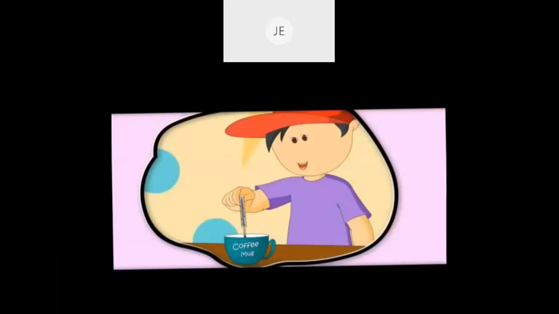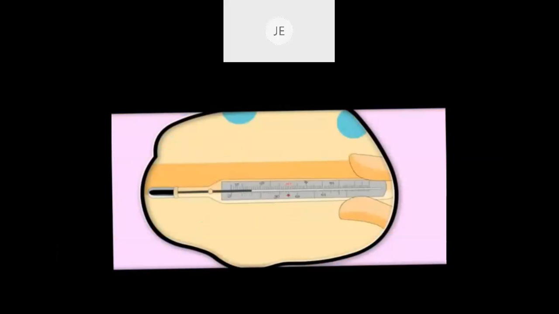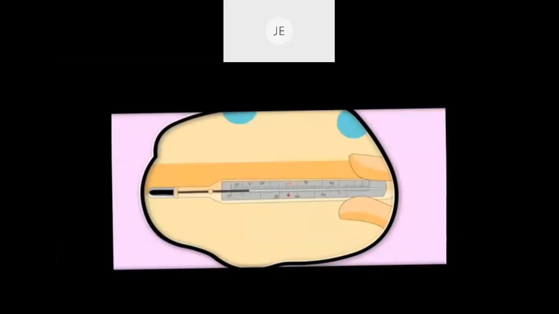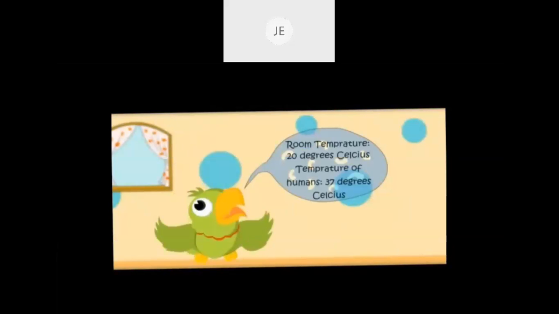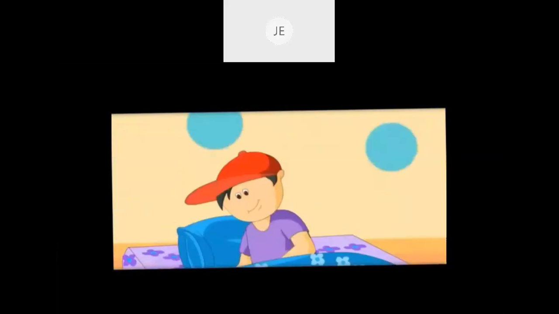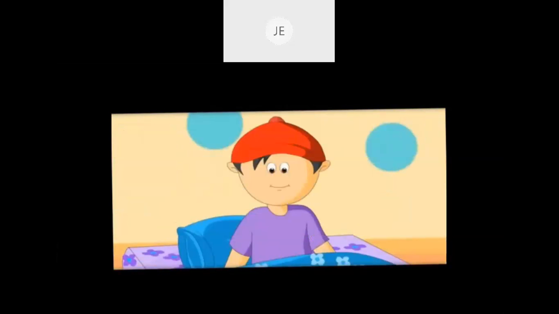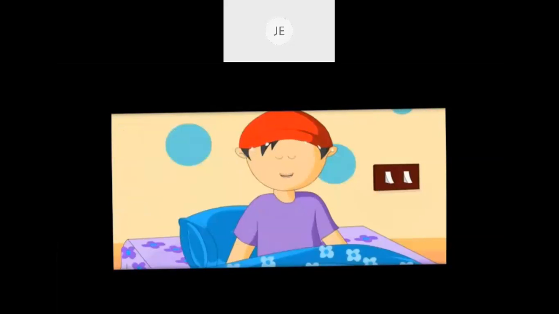It is 20 degrees. It is called room temperature. It is 50 degrees. It is hot. Temperature of a normal human body is 37 degrees. Room temperature. Temperature of humans, 37 degrees Celsius. Oh, it is too hot. This fan would bring the temperature down.